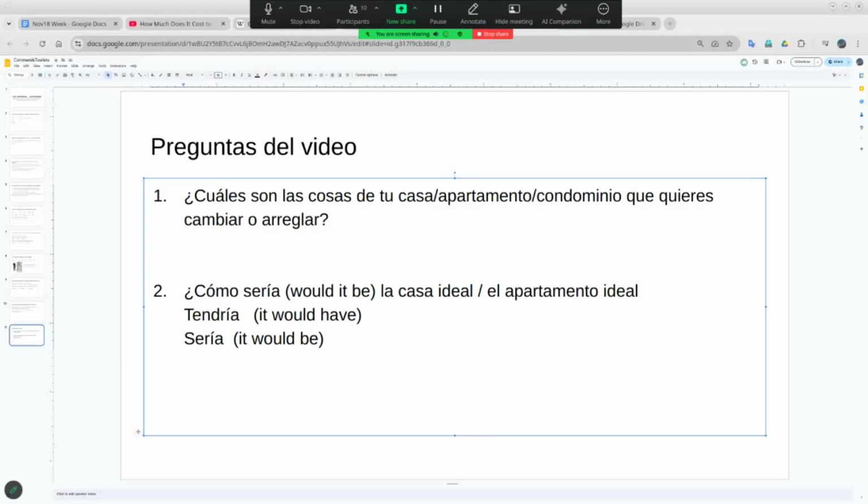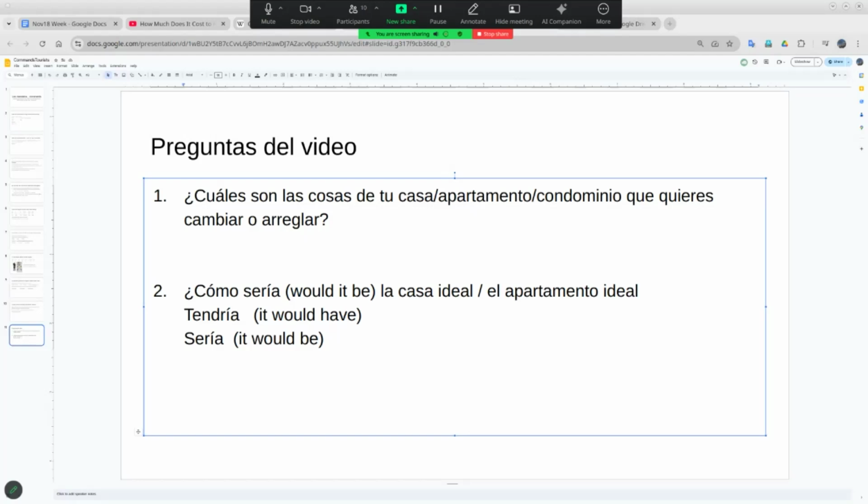Mi casa ideal tendría un armario en la habitación principal, que es un California closet. Ah, bien, sí, armarios son closets. Sí, los armarios son importantes, ¿no? Son muy importantes, ¿sí? Bueno, ¿qué más?